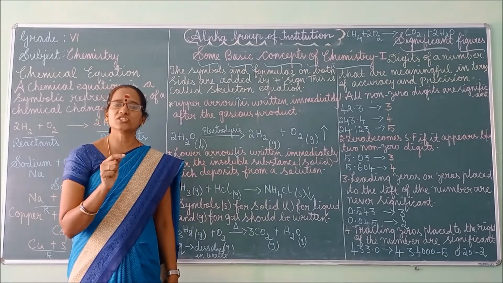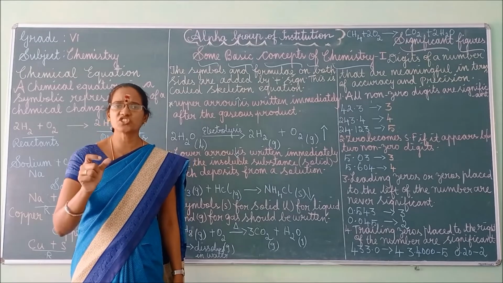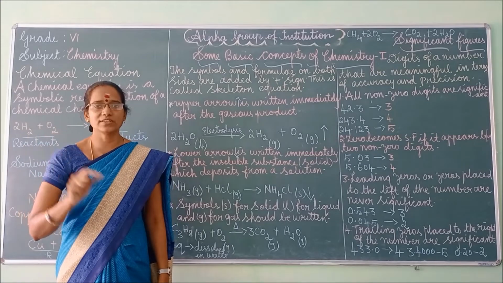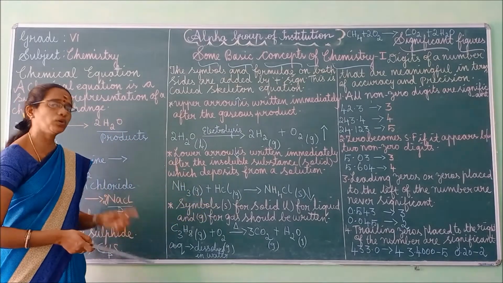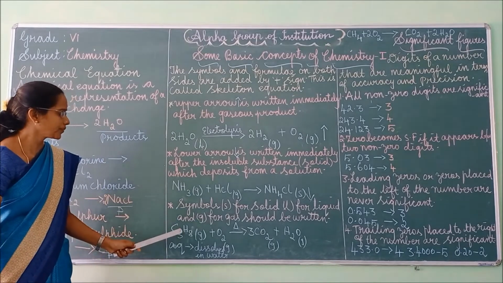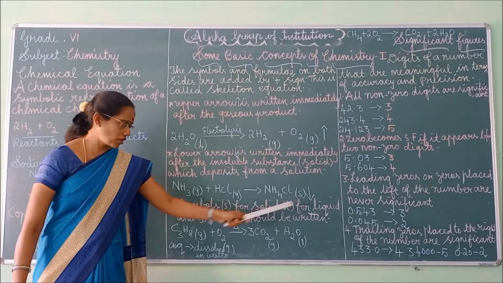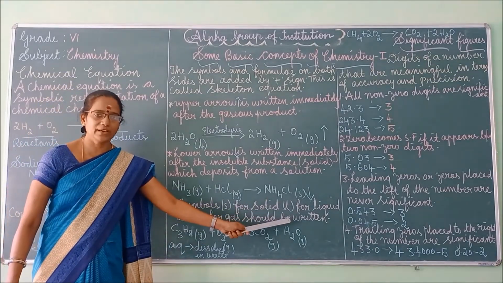If it is a gaseous substance, we have to put a small g. Like that, we have to mention the symbols for each and every reactant as well as product substance. What are the substances that we have to include? For example, I will tell you. The symbols S for solid, L for liquid and G for gas should be written in a chemical equation.